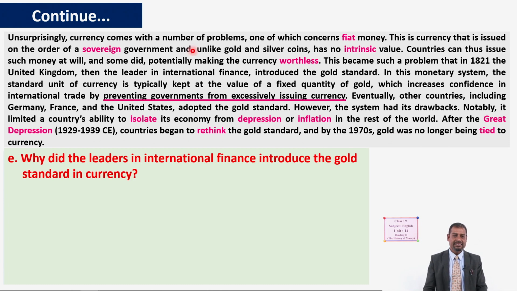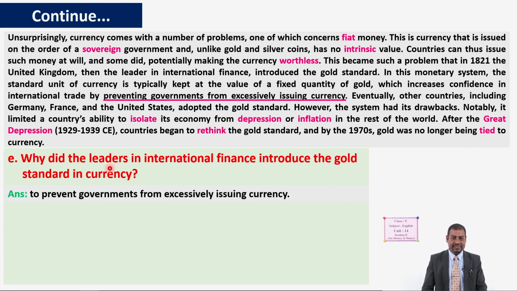Yes, the line is preventing governments from excessively issuing currency. This can be the information. So why did the leaders in international finance introduce the gold standard in currency? To prevent governments from excessively issuing currency. So you people have to find out the answer in such a way, and you have to write down major ideas as the answer. Have you got me?